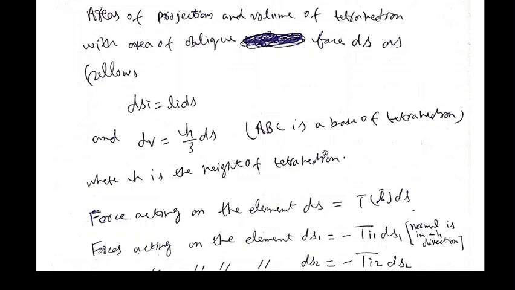Now, areas of projections and volume of tetrahedron with area of oblique face are as follows. And these are the relations between the areas of the tetrahedron, between the area of the oblique face and the areas of orthogonal faces, and between the area of the oblique face and the volume of tetrahedron.